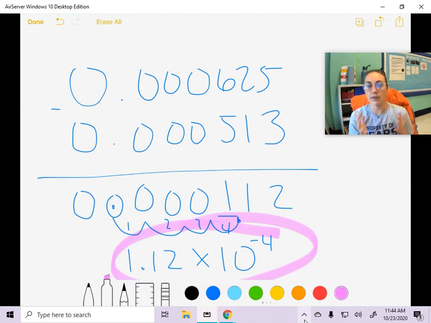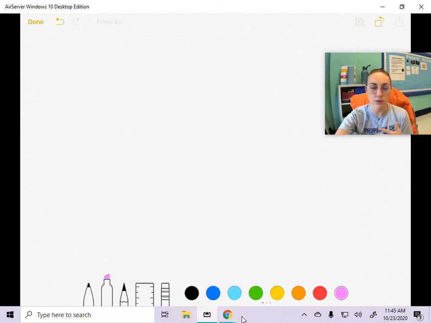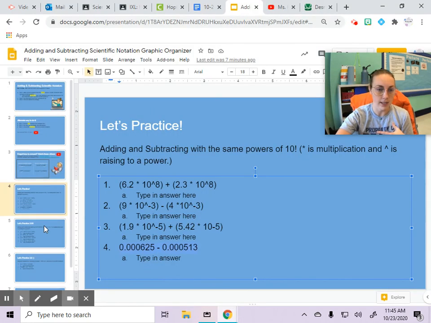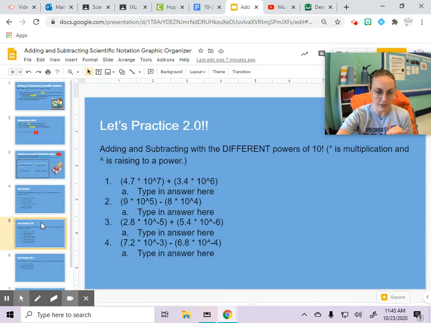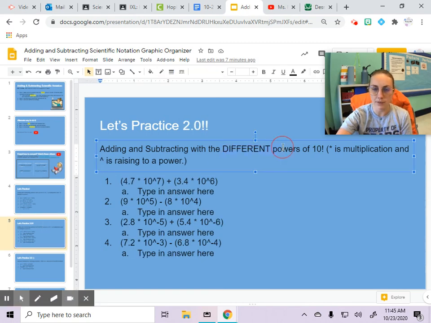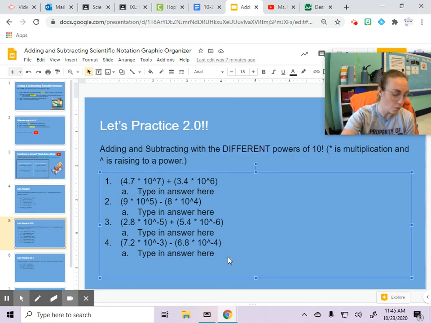All right, cool. So we've done adding and subtracting exponents when you have the same power of 10. So what do you do when you don't have the same power of 10? Let's move on to another part of this graphic organizer. And here's some examples of different powers of 10. So here's 4 that you have to do, but I'll do one of them for you. Because again, there's 2 ways you can do this.